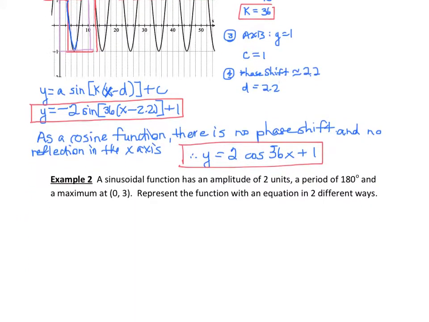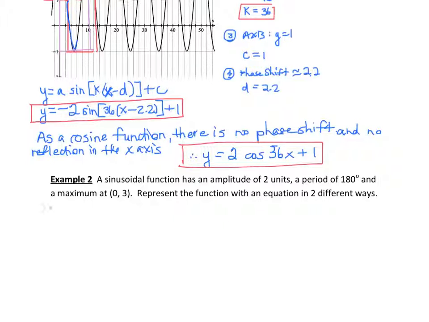All right, our next question here, we're given the same sort of information, but in words and not with the graph. When that happens, you may still find it helpful to make a bit of a sketch so that you can get this straight in your head. It says a sinusoidal function has an amplitude of 2, a period of 180, and a maximum point at (0, 3). Find the equation in two different ways.